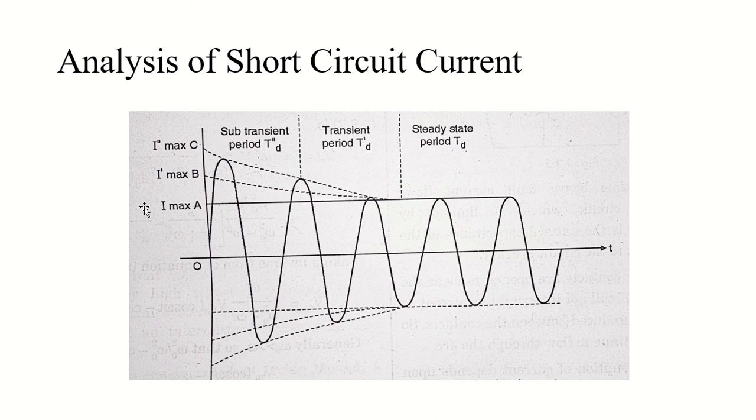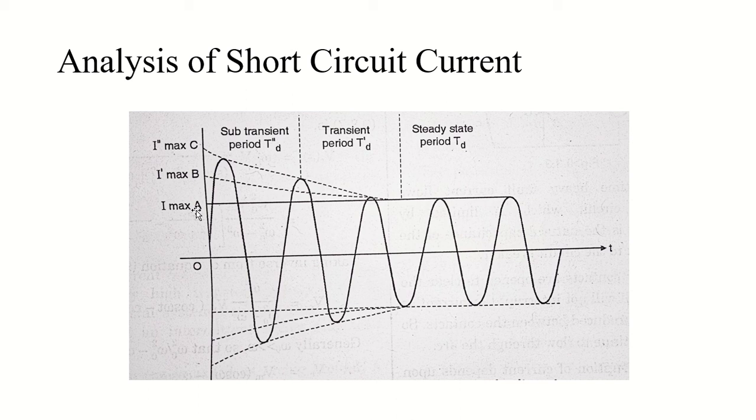So it lasts only for the first few cycles, during which the current decrement is very rapid. After this, the transient period covers a relatively large amount of time, during which the current is continuously decaying in a moderate manner, and finally the steady state period arrives. So based on that, OA divided by root 2 equals E divided by XD for steady state conditions. For the transient condition, it would be OB divided by root 2.